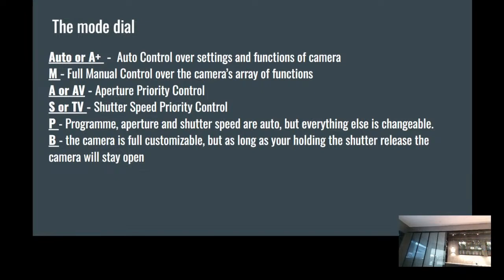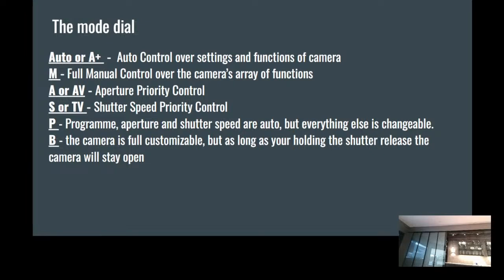Now, these are the most common ones that you'll see. The B on the bottom, I'll explain that, is becoming less and less common, but there are a few camera brands that still have it. Auto, or A+, is auto control over settings and functions of the camera. M is for full manual control over the camera's array of functions.